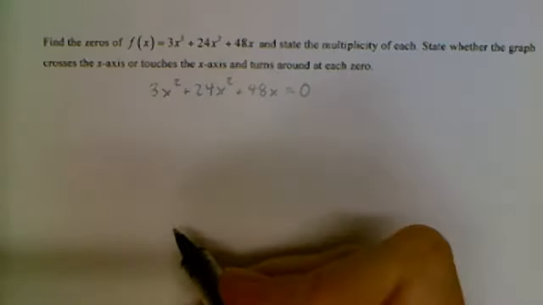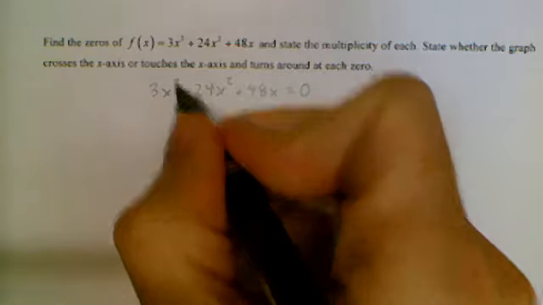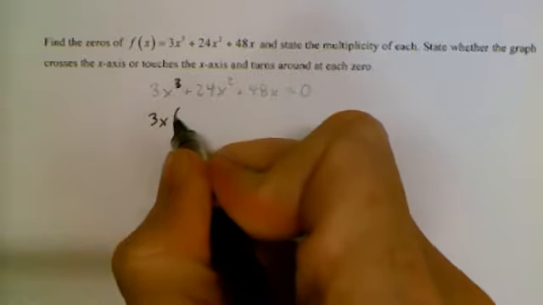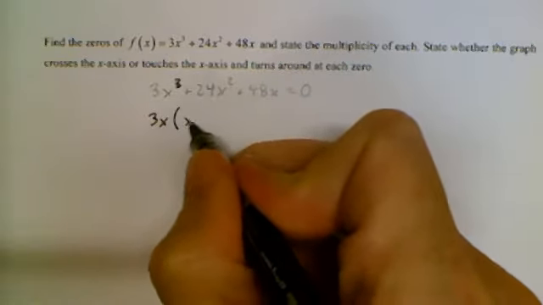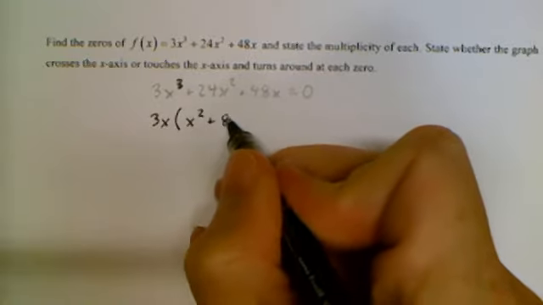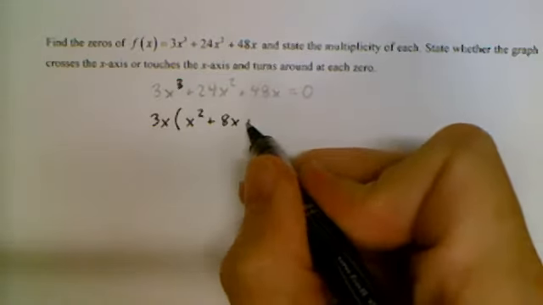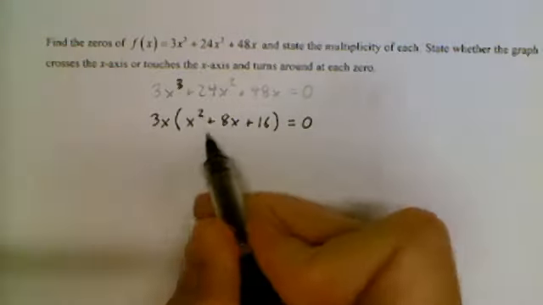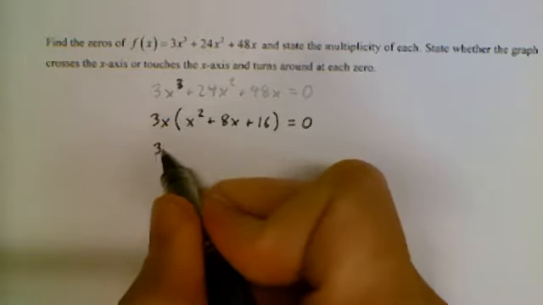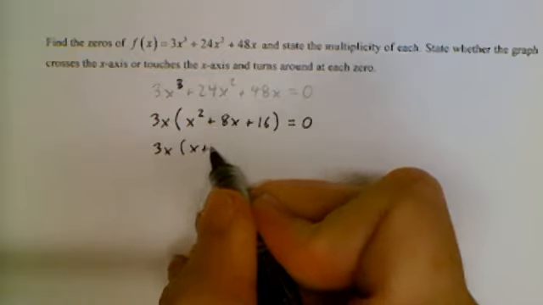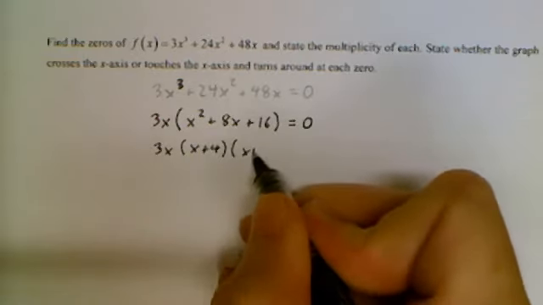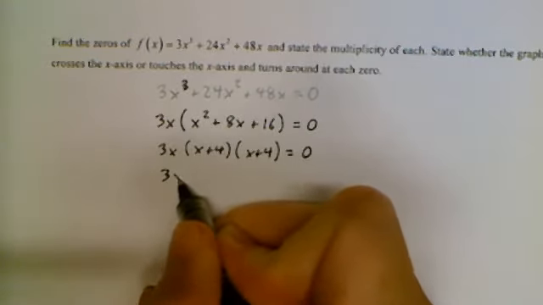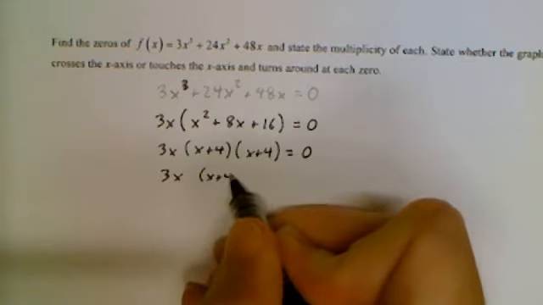The first kind of factoring we want to use is taking out the greatest common factor. So let's factor out a 3x. Doing that, what's left is x squared plus 8x plus 16. Now this trinomial is going to factor further as x plus 4 times x plus 4. Another way to write that is x plus 4 squared.